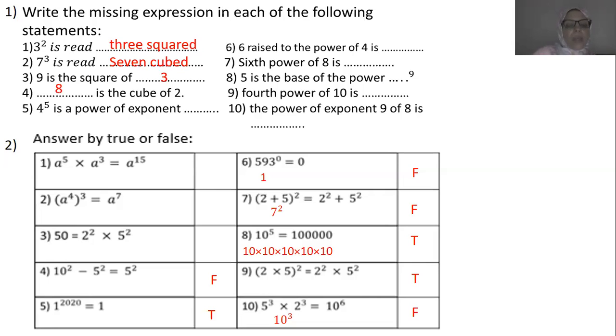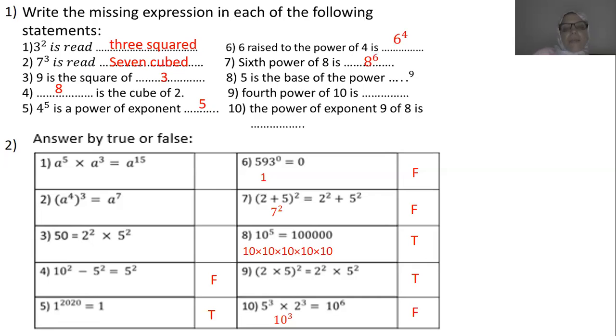Number 5, 4 to the power 5 is a power of which exponent? The exponent is 5. So the exponent of this power is 5. Now, number 6, 6 raised to the power of 4. How do we write it? 6 to the power 4. Now, number 7, the sixth power of 8 is 8 to the power 6.